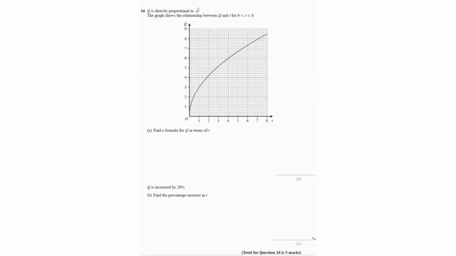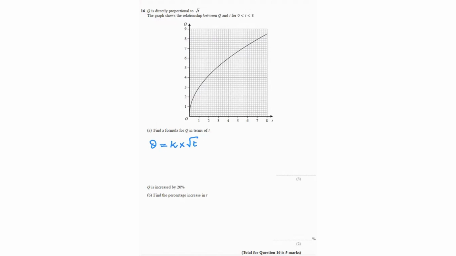This one says Q is directly proportional to the square root of t. The graph shows the relationship between Q and t for t greater than 0 but less than 8. We have to find a formula for Q in terms of t. To create a formula for Q in terms of t, we need to find the value of k. Q is directly proportional now. When it's direct proportion, we multiply k with the other variable. So k times root of t. In inverse, you're dividing. In direct, you're multiplying k.